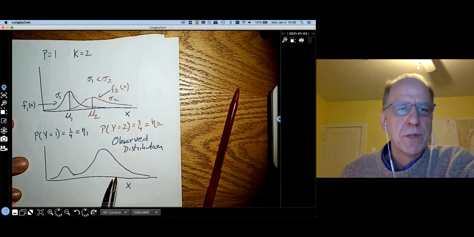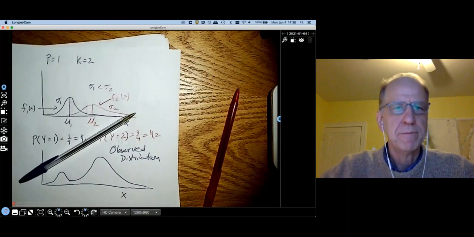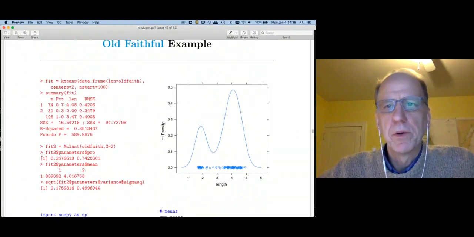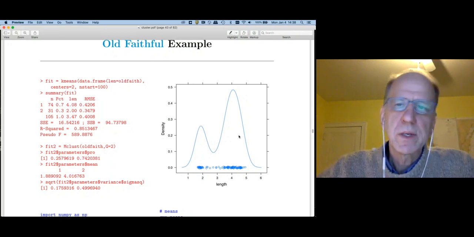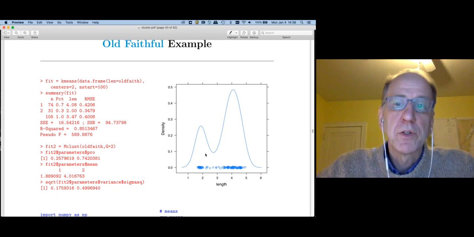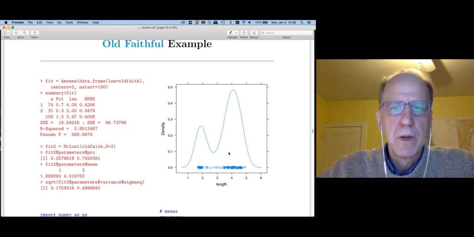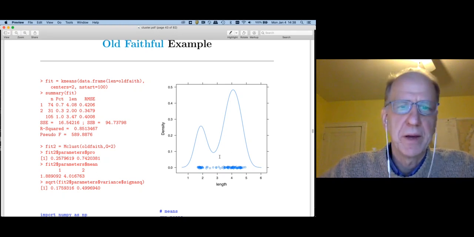So this is our observed distribution. If we go back to Old Faithful, this was the observed distribution. This is the data that I've observed. Where did this come from? Well, I'm going to assume that there's a mixture of two Gaussian distributions, and I'm going to allow for one of these Gaussians to be more common than the other.